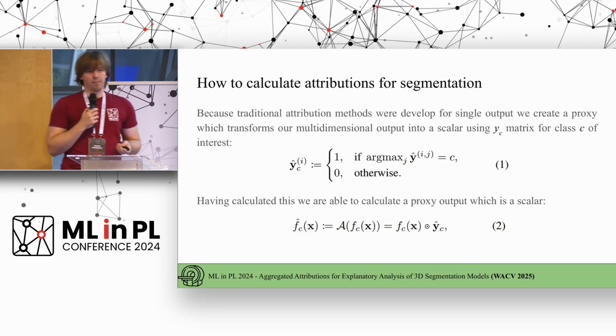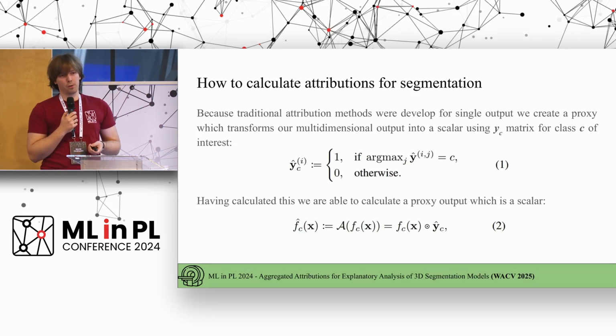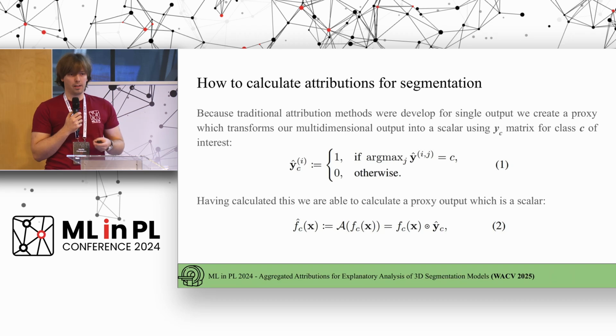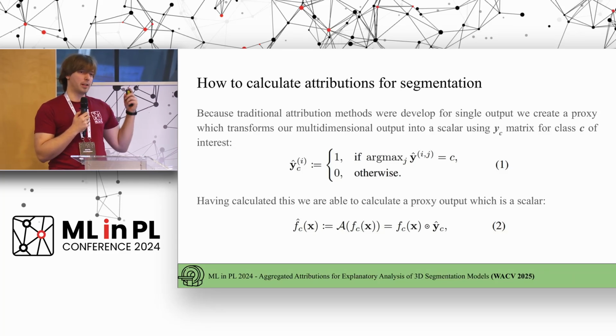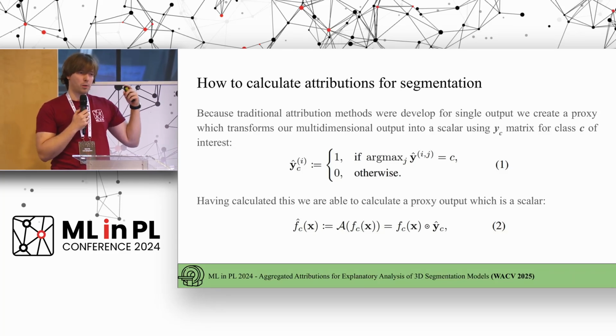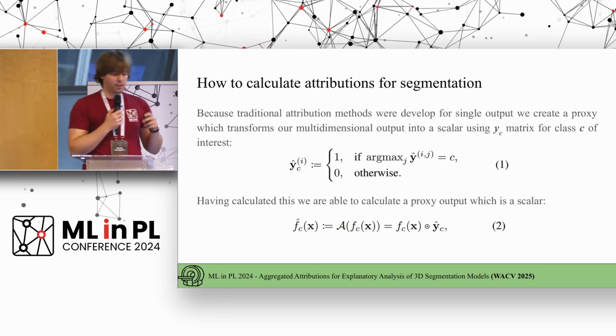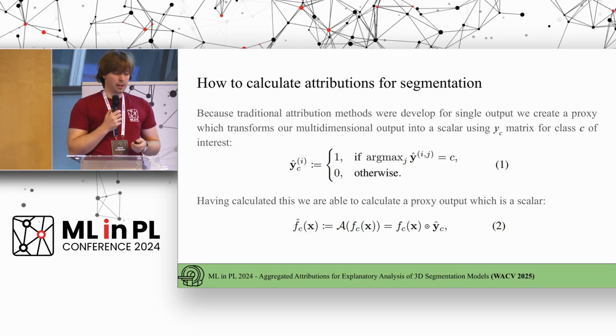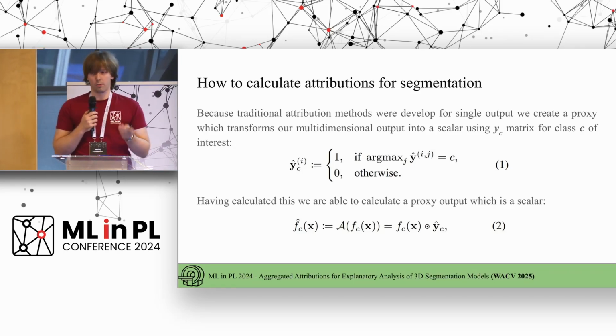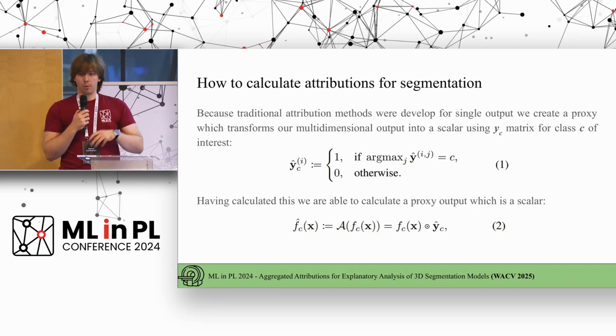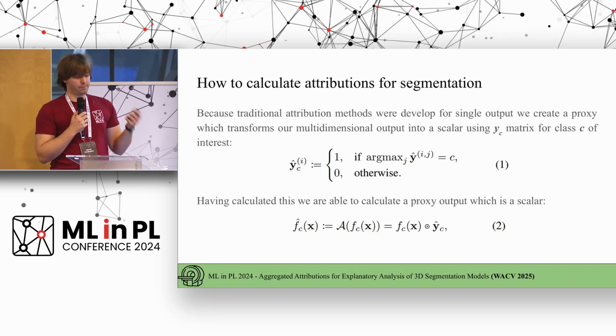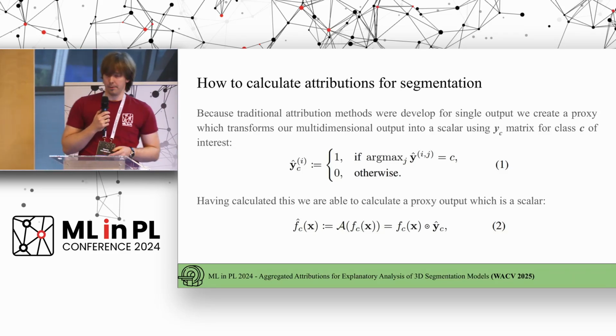So the basic idea is, if you are interested in attribution for a class C, let's say heart, you create a proxy which simply aggregates the logits which were output for the parts of the CT scan which were segmented as the heart. So it's really straightforward. As you can see, we simply create a special mask which shows us where the heart is, and then we simply aggregate the outputs of this network to a single value.